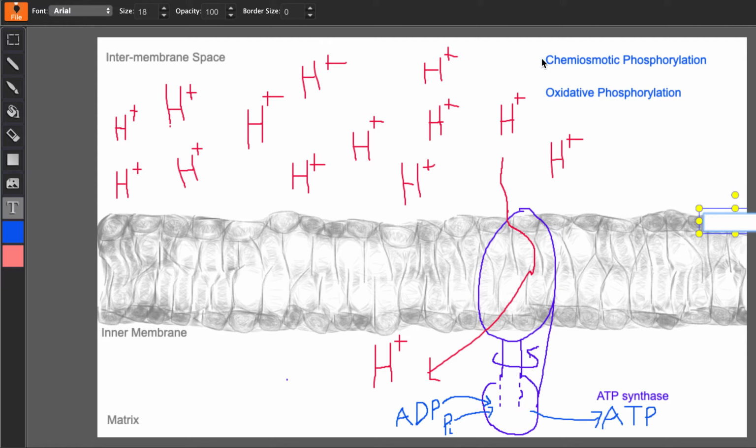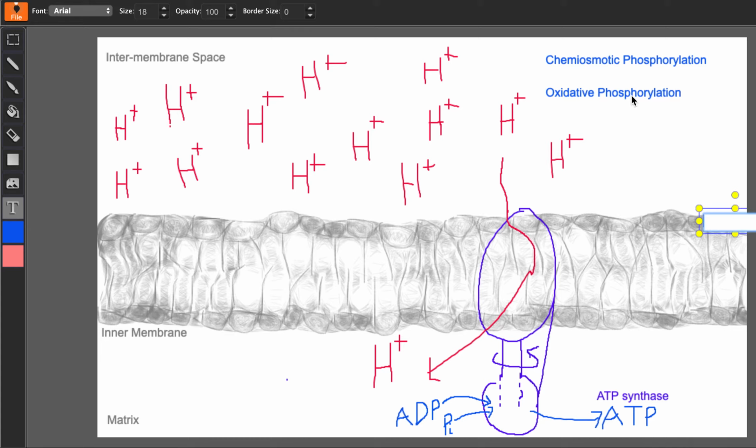So the reason it's called chemiosmotic phosphorylation is because this is a chemical gradient. This chemical is osmosing, or diffusing, across the membrane, and that's driving phosphorylation, or the adding of a phosphate group to ADP to generate ATP. So chemiosmosis is the chemical osmosing or diffusing, and phosphorylation is adding the phosphate group to ADP to create ATP. Right, so that's chemiosmotic phosphorylation.